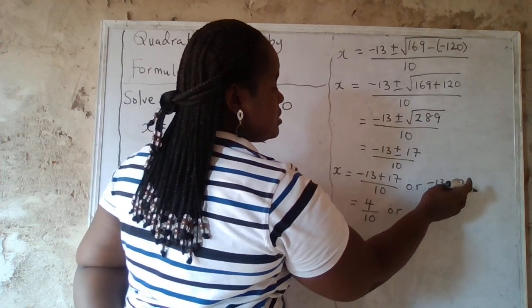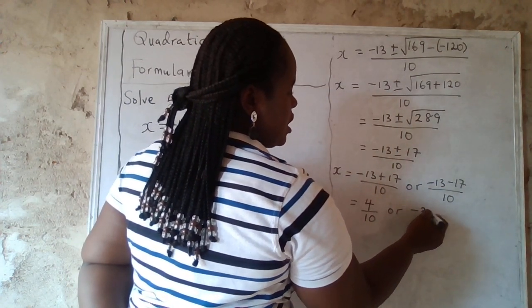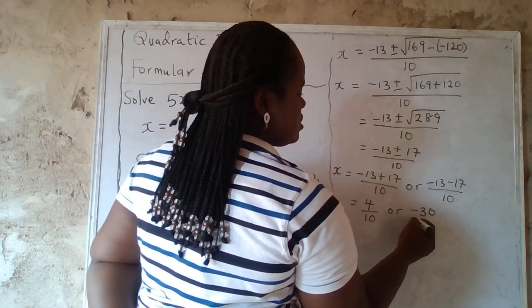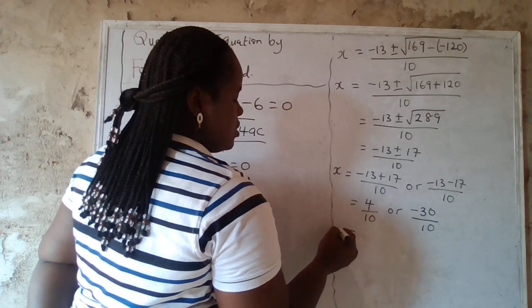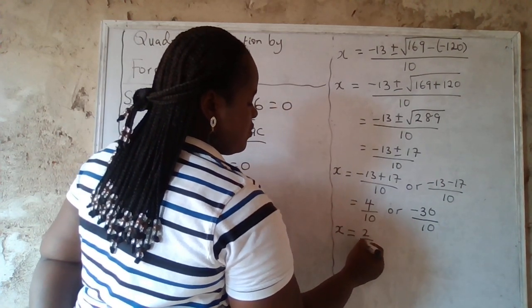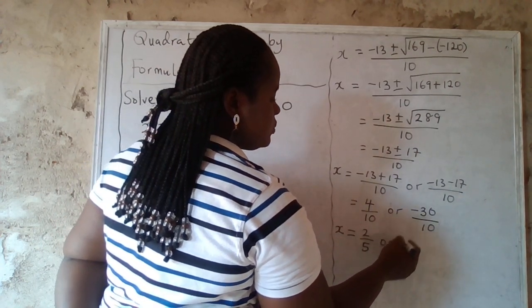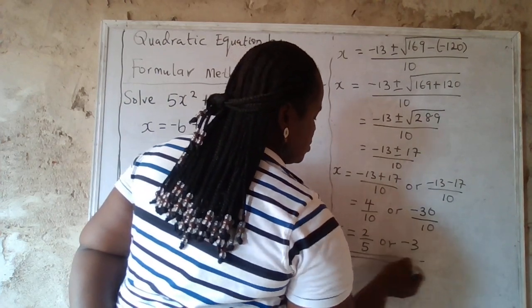Or minus 13 minus 17 will give us minus 30, yes, minus 30 over 10. Now reducing to the lowest term, x becomes 2 over 5 or minus 3. And that gives us our solution.